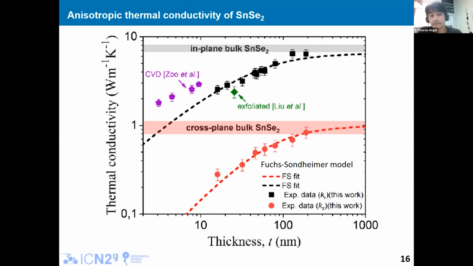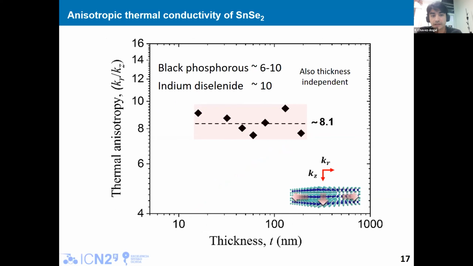These are the results. Here we see the in-plane thermal conductivity together with the cross-plane thermal conductivity as a function of the thickness. The interesting thing we also see is that it is possible to use the well-known Fuchs-Sondheimer model to fit the data. With that, you can extract an effective mean free path, but also a mean free path which depends on the accumulated mean free path, which is called a reconstruction mechanism. I will speak just briefly about that because I don't have so much time.